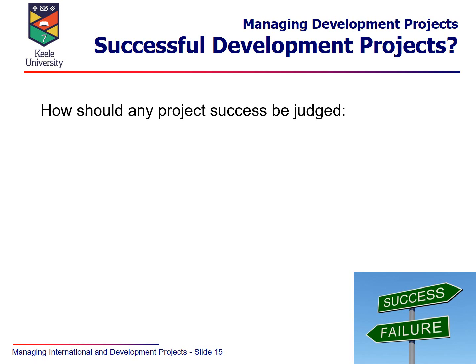Okay, so what makes a successful development project? How should any project success be judged? In international projects, we can look at it in different ways. Sometimes projects are judged very much from the donor perspective. Has it been successful? We hear this a lot from charities about how effective and efficient they are in the use of their resources, in the use of donated money, in actually providing aid, assistance, development work, and so on. So we can judge it from the donor perspective.